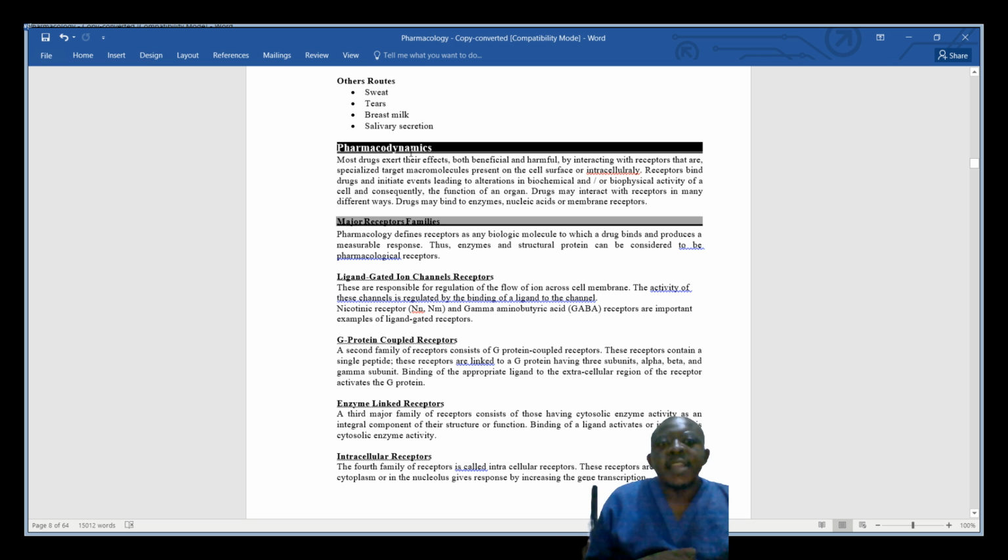Okay, so that is our lesson on pharmacodynamics. So in pharmacodynamics, we are just appreciating the different receptors. So receptors are sites of action for drugs. So we are just appreciating the sites of action for the drugs, and we have just discussed four sites of action, which are ligand-gated ion channel receptors, G protein coupled receptors, enzyme linked receptors, and intracellular receptors.